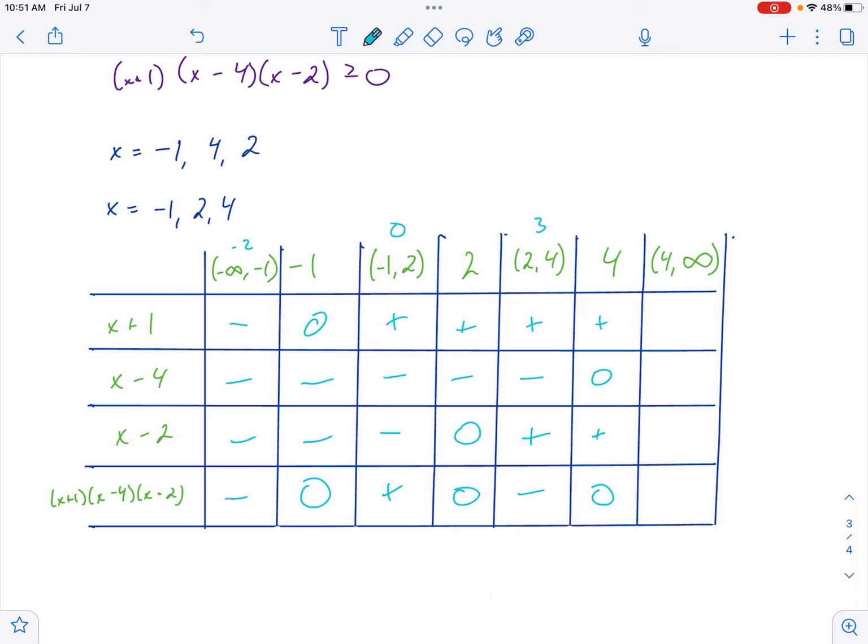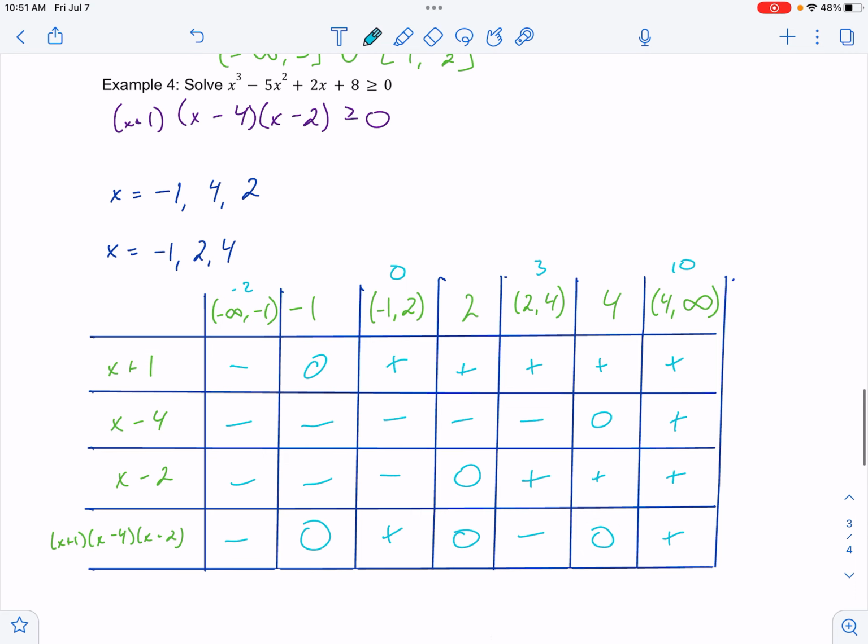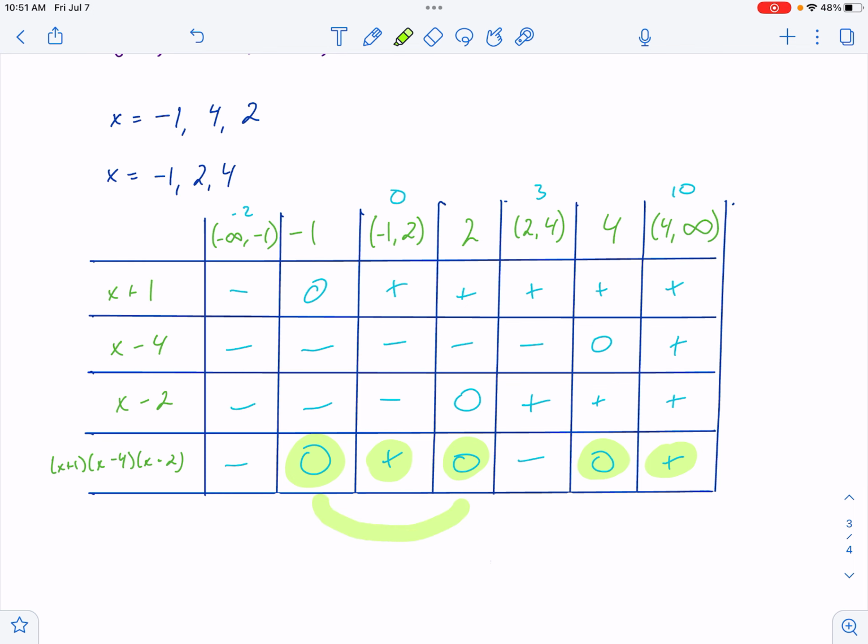I'll pick 10. 10 plus 1 is positive. 10 minus 4 is positive. And 10 minus 2 is positive. Overall, positive. So the question was asking, when is it greater than or equal to 0? It's equal to 0 at all of our x-intercepts, and it's greater than 0, positive, right here. So I have this interval, and then I have going off to infinity that way.